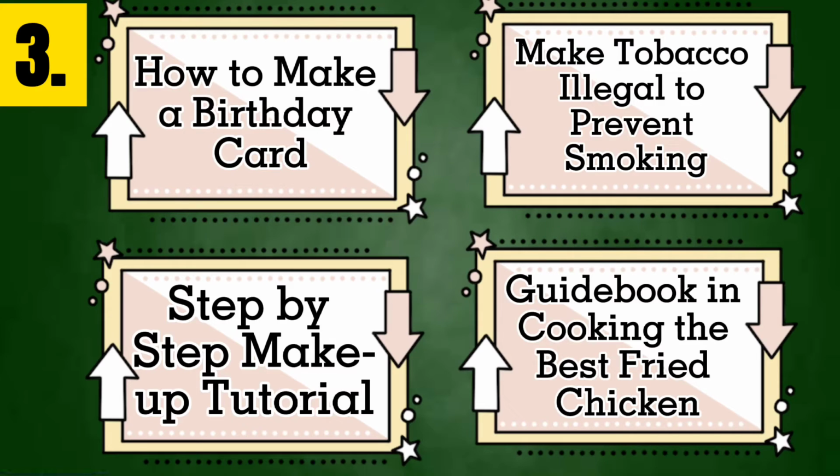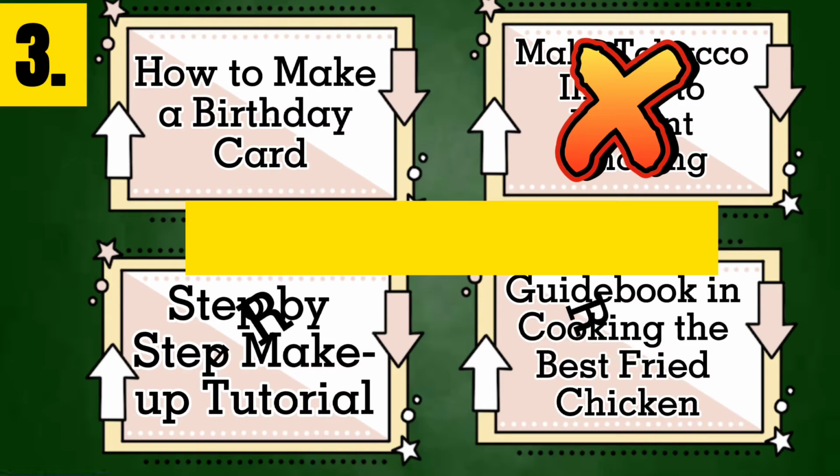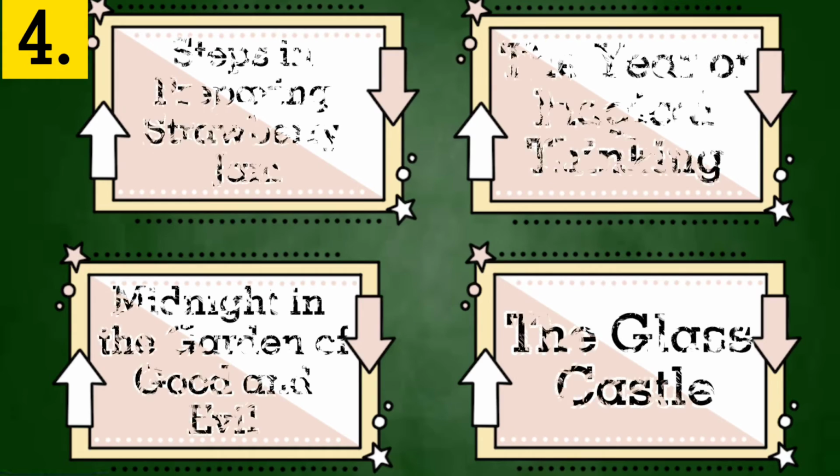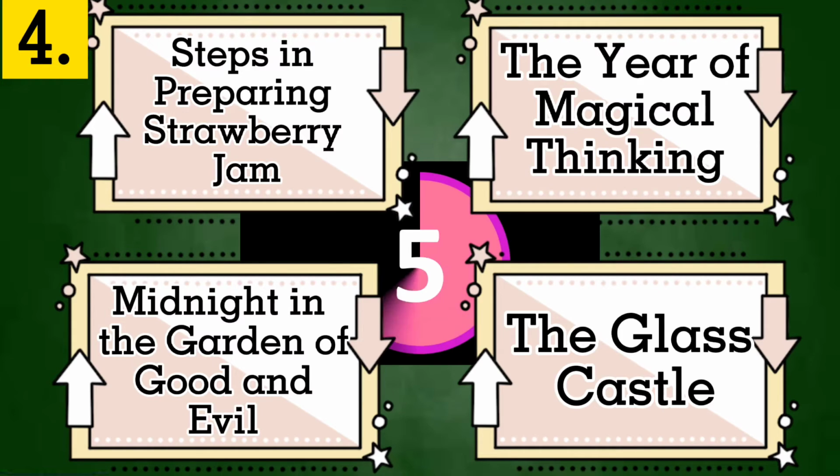The answer is make tobacco illegal to prevent smoking. Its text type is procedural. In number 4, steps in preparing strawberry jam. The year of magical thinking. Midnight in the garden of good and evil. The glass castle.